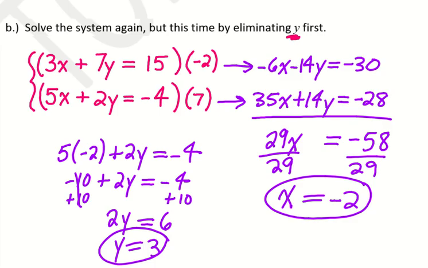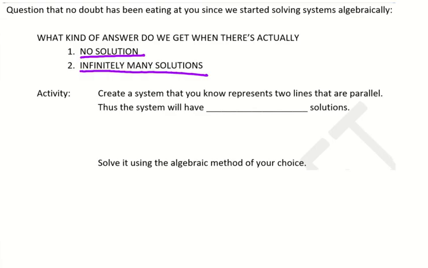If there's an answer, you're going to end up with x equals some number, which leads to y equals some number. But if there's no solution, what are you going to get? Because there are systems that have no answer at all, and there are systems that have infinitely many answers. So what happens when you're working your way through these methods?